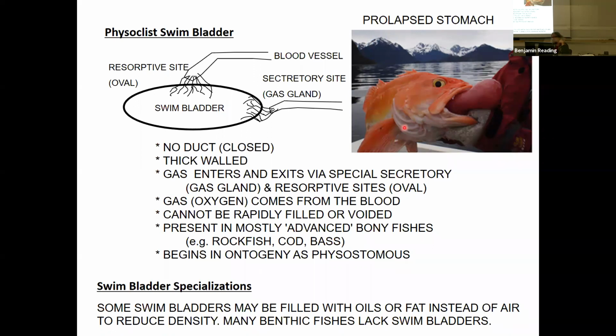Now, fishes that live in the really deep ocean, because gas is compressible, might actually fill the swim bladder not with oxygen, but with things like oils or fat. Because like water, oils and fat are really incompressible. And so they don't have to worry about these pressure differentials based upon depth. Lipid is still going to give the same amount of buoyancy at depth, and it doesn't compress, whereas gas compresses at depth.